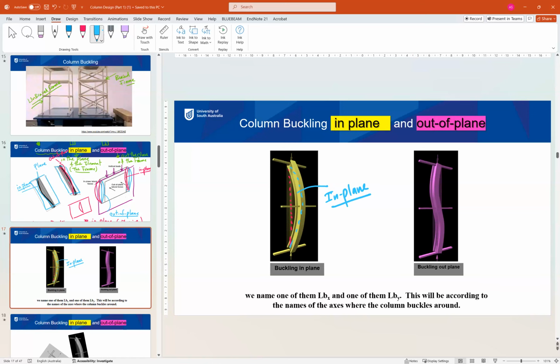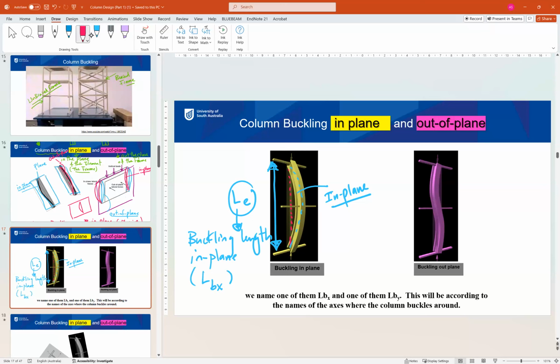So buckling in plane, we will have buckling length or L effective. So L effective in buckling in plane, we call it buckling length in plane, or we can give it the symbol LBX. And we have another buckling in this case, which is buckling out of plane.